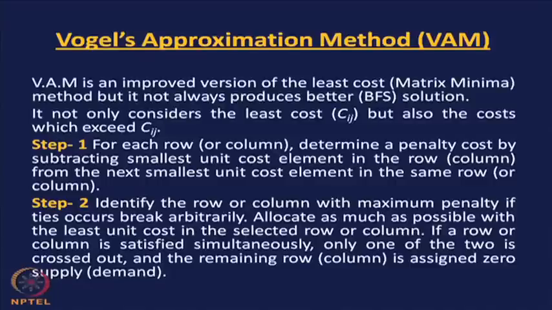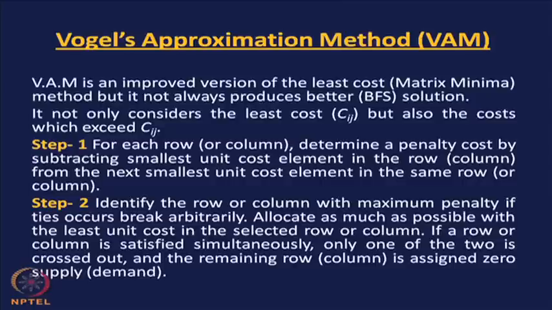In step 2, identify the row or column with maximum penalty; if ties occur, break arbitrarily. That is, you have the differences of the cost for each row and each column, and you identify the one which has the maximum penalty. If the maximum penalty occurs in more than one row or column, arbitrarily you can choose any one of them. Then allocate as much as possible to the least unit cost cell in the selected row or column.